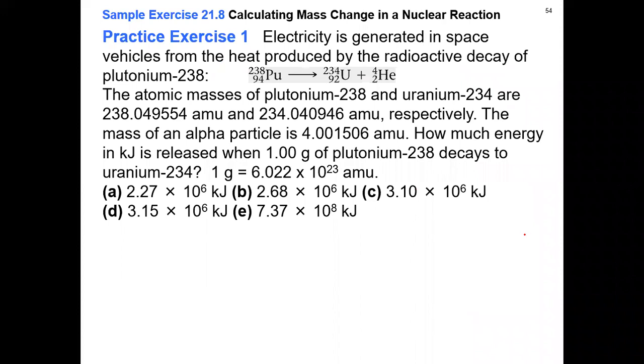All right, probably we'll finish this question, then we'll do a clicker question. For this problem, we are given this chemical equation, and we give the atomic mass of our reactants and the products. We want to see how much energy is released when 1 gram of this reactant decays to this product. To solve this problem, let's find out the mass loss first.